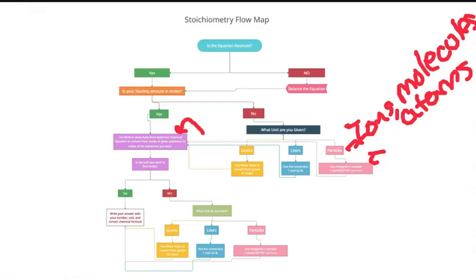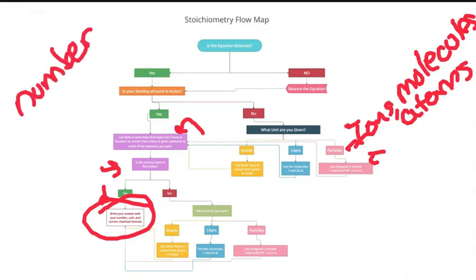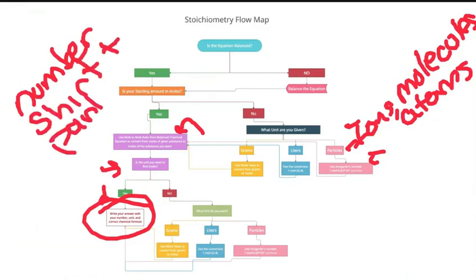And then you ask yourself the next question: is the unit you want to find moles? If it is, you've solved the problem. Remember to write your answer with your number, your unit, and the correct chemical formula. Remember, you need a number. Your number is only fully dressed if it has a shirt and pants.